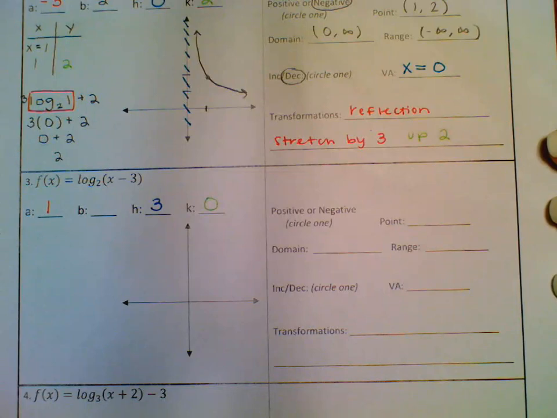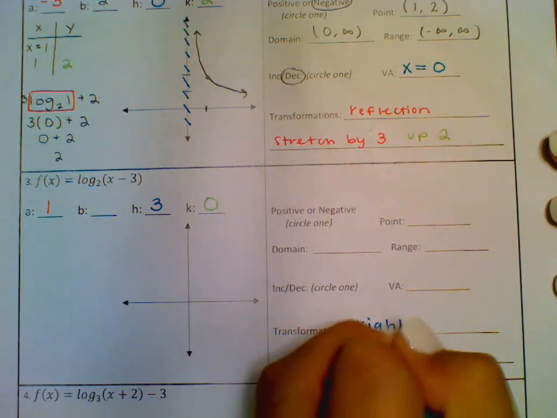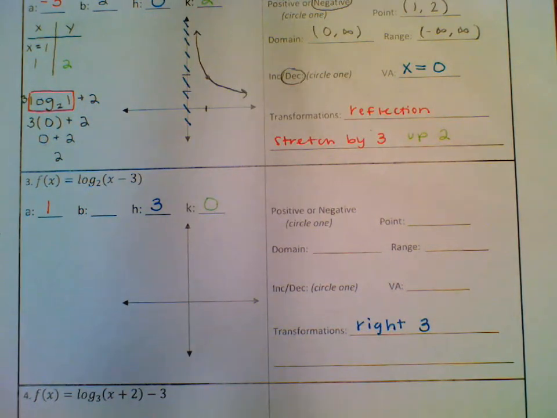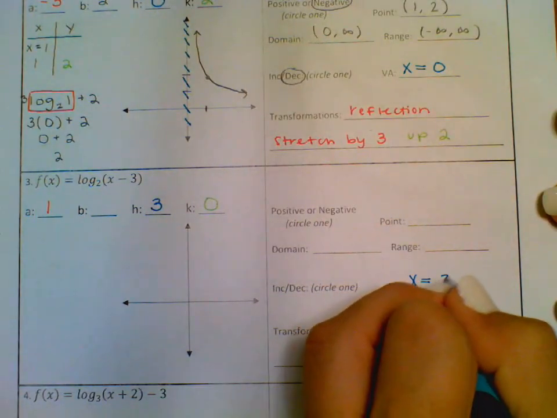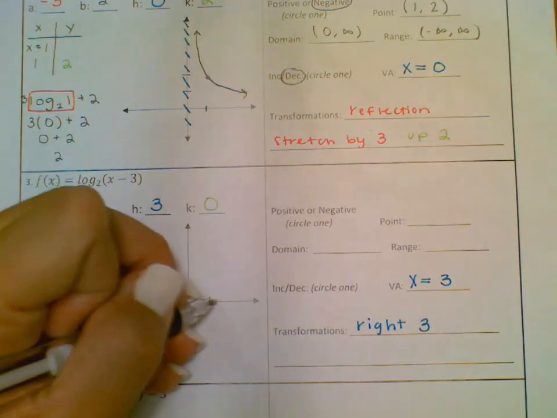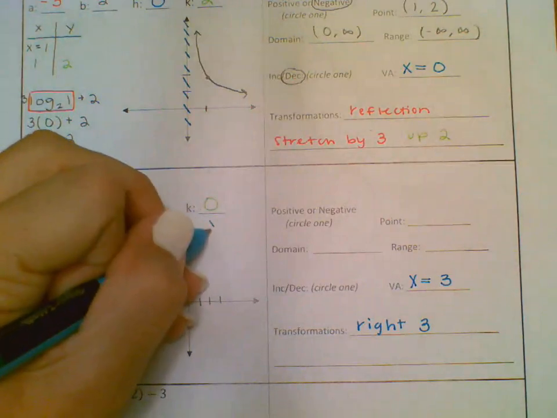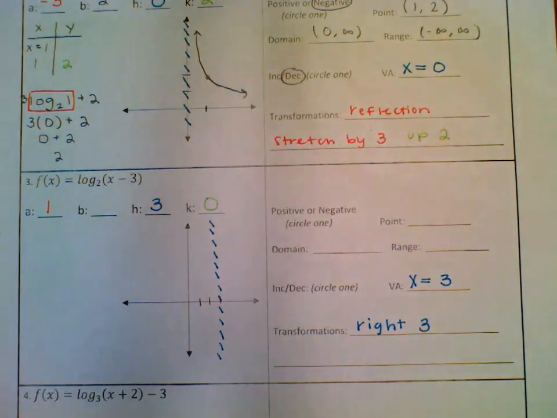So for my transformations, if A is 1, that doesn't stretch or compress the graph. H is 3, that shifts the graph right 3. And K being 0 doesn't have any transformations either. So for my vertical asymptote, let's see if I can get it right this time. Vertical asymptote is x equals the H value, which is 3. So x equals 3 here. I'm going to go over to 3 and draw that on my graph, which makes sense that we're shifting that asymptote from 0, now shifting to the right 3.